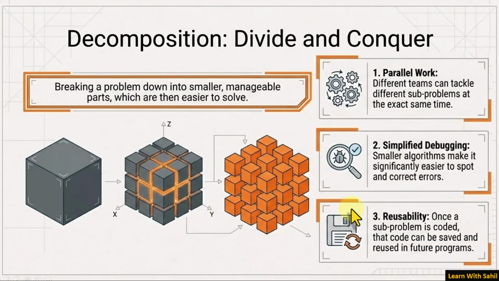Then decomposition has some advantages or benefits. Okay, the first one is parallel work. Different people or different teams can tackle different subproblems at the exact same time. It means different members of the team can work on different parts of the problem at the same time. The second one is simplified debugging. Smaller algorithms make it much easier to spot and correct errors. And reusability. Once a subproblem is coded, that code can be saved and reused in future programs as many times as you want. Okay, so those are some benefits of decomposition.